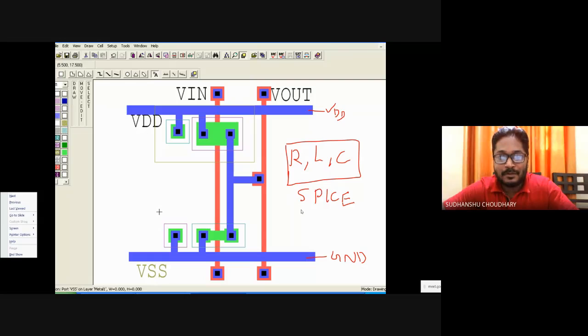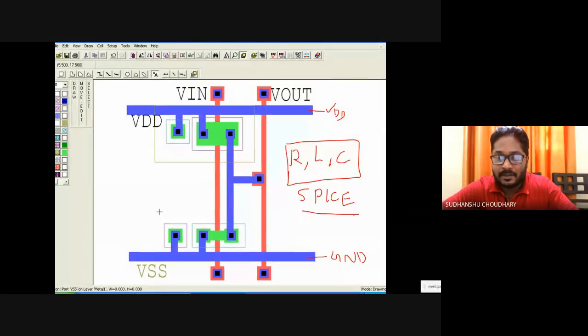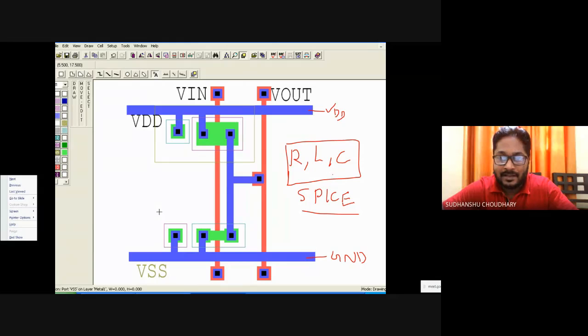Then we will try to figure out the differences between the SPICE circuit simulation without these RLC parameters and with these RLC parameters. Obviously, you will see some change in the performance of your CMOS inverter when you include these parasitics and when you don't. These parasitics vary with the size of your layout, so they depend on the layout size. That means one has to always think about optimizing the size of the layout.